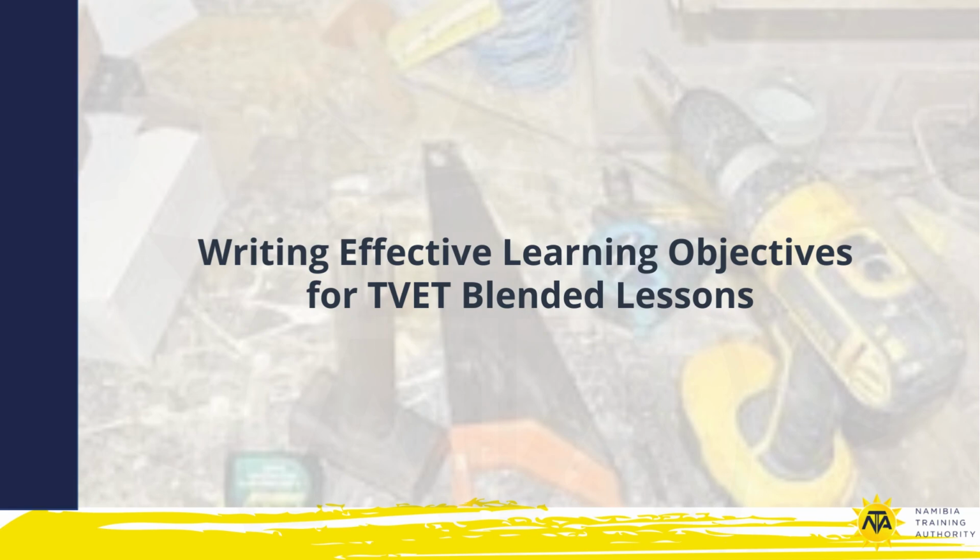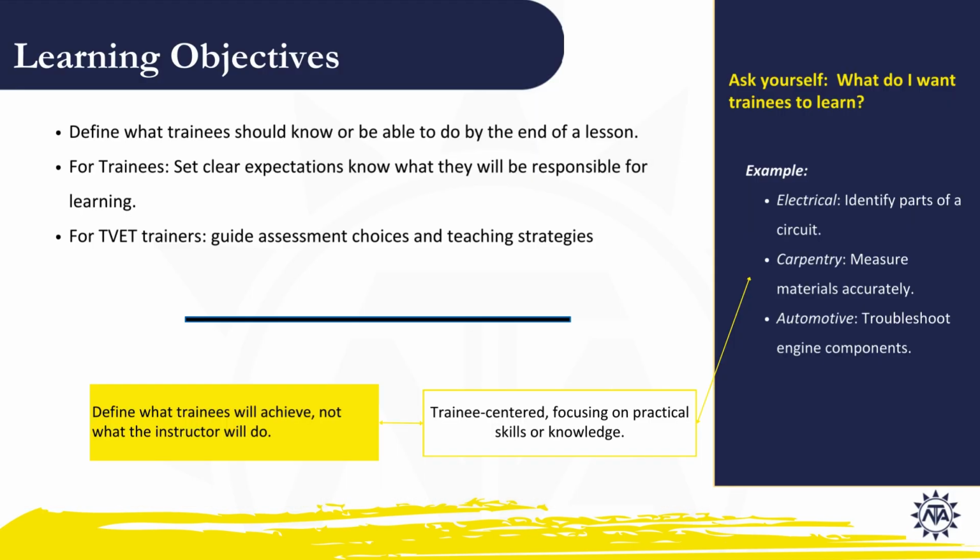In this video, we briefly look into how to write effective learning objectives for TVET blended lessons. Learning objectives define what trainees should know or be able to do at the end of a lesson. Trainees need to know exactly what is expected from them to learn. Effective learning objectives guide the trainer's choice of assessment and teaching strategies. So, effective objectives should focus on what trainees need to achieve, not just what activities they'll do.